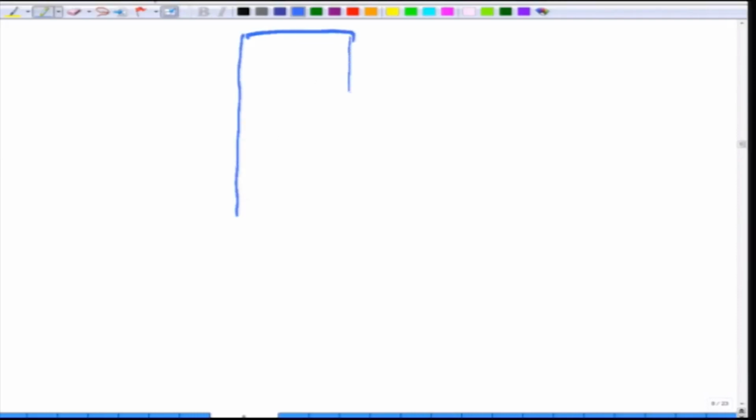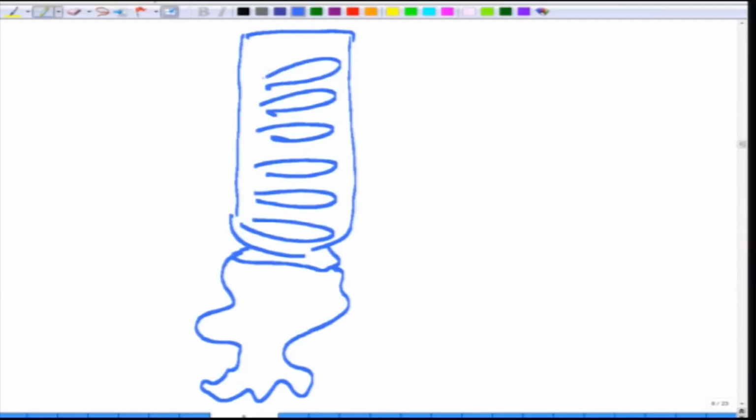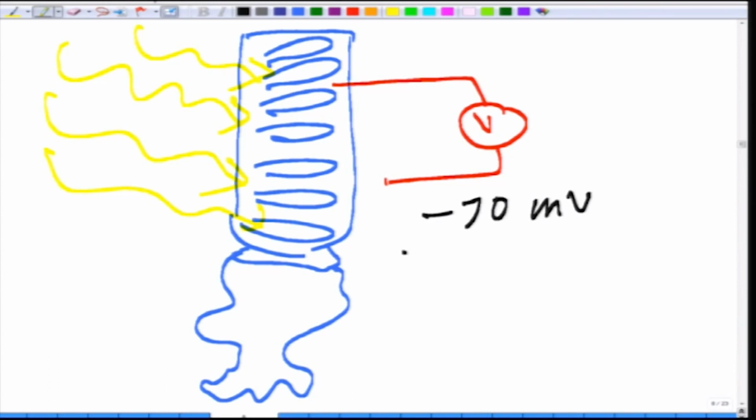Here you have again the rod cells. Again the same. You have an electrode inside, you have the voltmeter sitting here, and you have the other end of the voltmeter. Now, light is falling on this. When light is falling on this, what you see is the membrane potential goes to minus 70 millivolt.